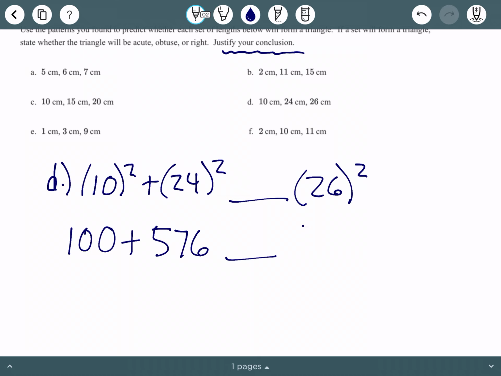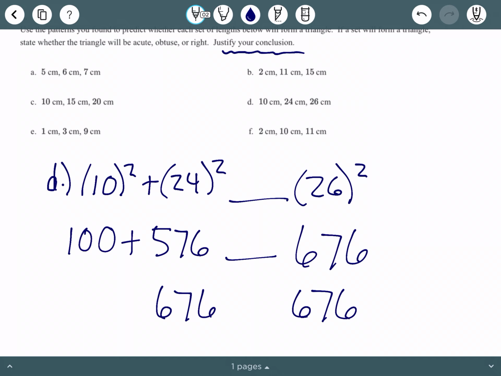I don't know whether it's less than, greater than, or equal to, so 26 squared is 676. So 100 plus 576 is 676. So I've got 676 on both sides. That's equal. Now, when we have a case where both sides are equal, that is a right triangle, because a squared plus b squared is equal to c squared. So this is a right triangle.